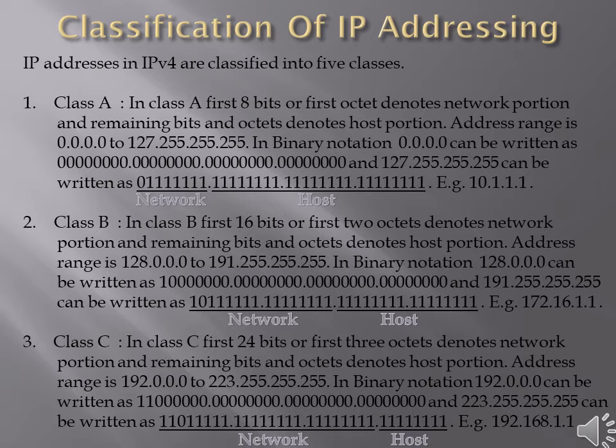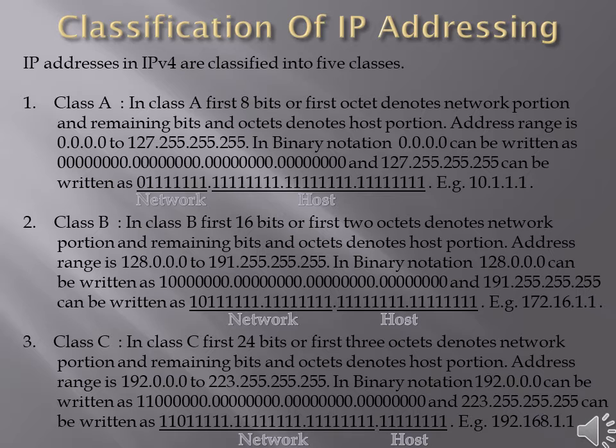Class B. In Class B, the first 16 bits or first 2 octets denote the network portion, and the remaining bits and octets denote the host portion. Means in the example 172.16.1.1, 172.16 is the network part and 1.1 is the host part. Address range is 128.0.0.0 to 191.255.255.255.